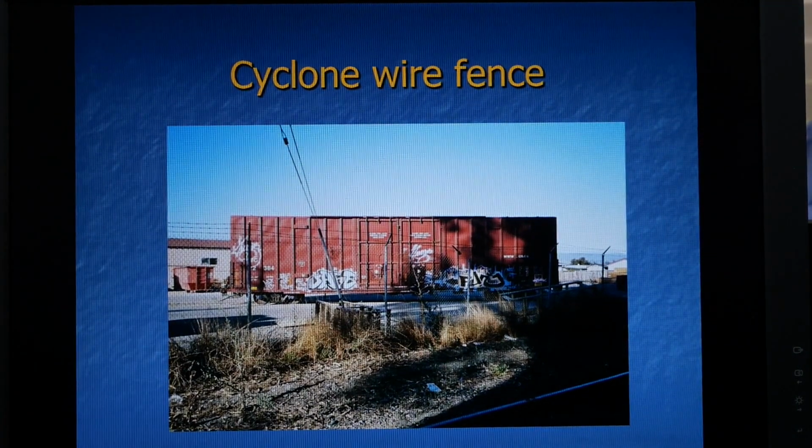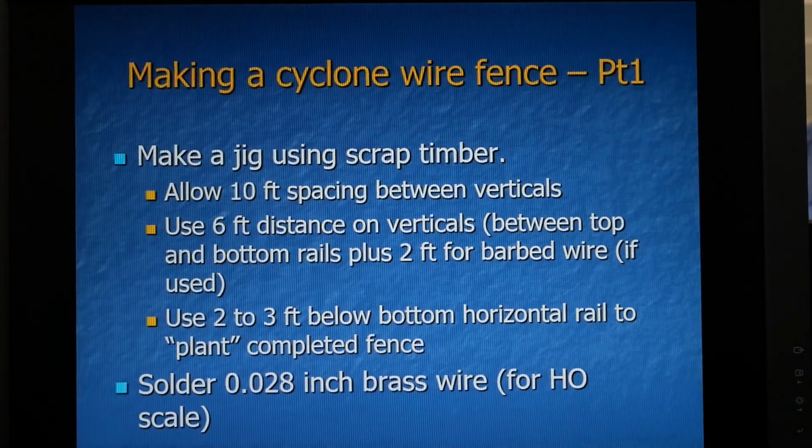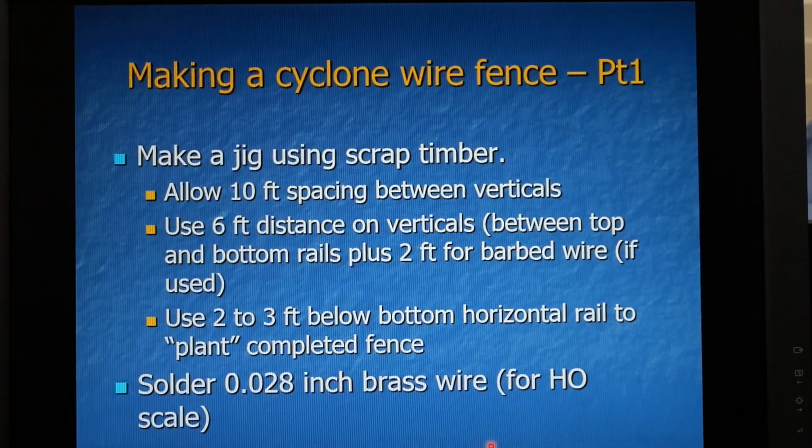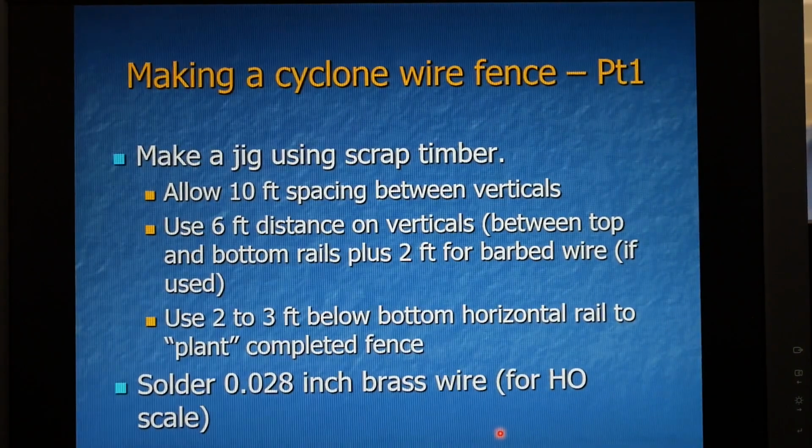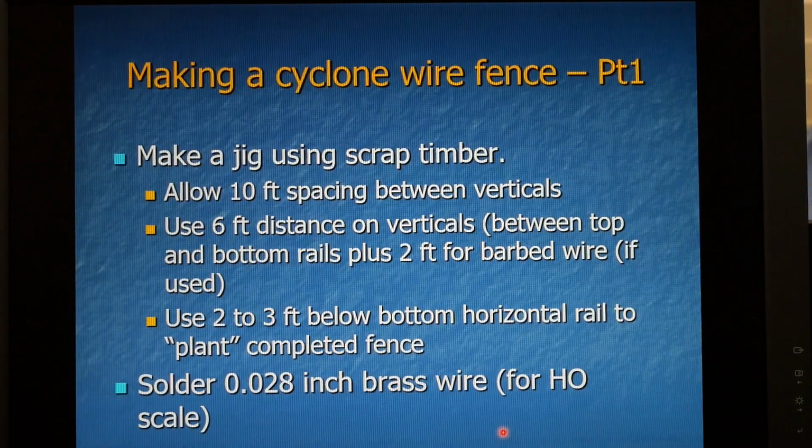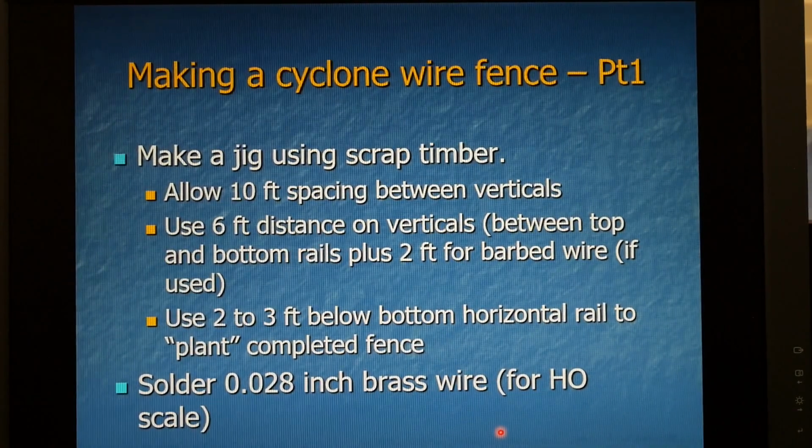Now moving to cyclone wire fences. As you can see here, I make up a jig using some scrap timber. I allow 10-foot spaces between the verticals, 6-foot distance on verticals between the top and the bottom rails, plus another 2 foot for the barbed wire on top if I'm using barbed wire on top, and 2 to 3 feet on the bottom to allow planting of the completed fence into the terrain or layout.